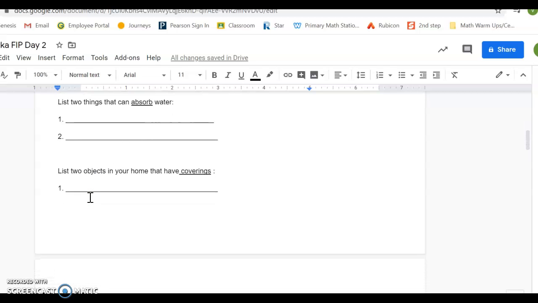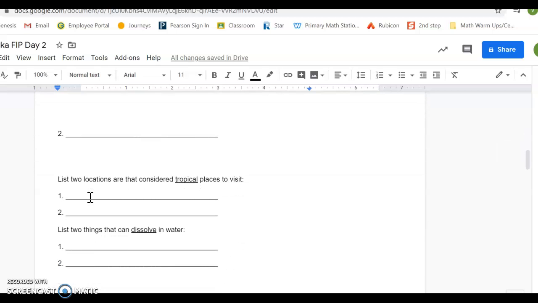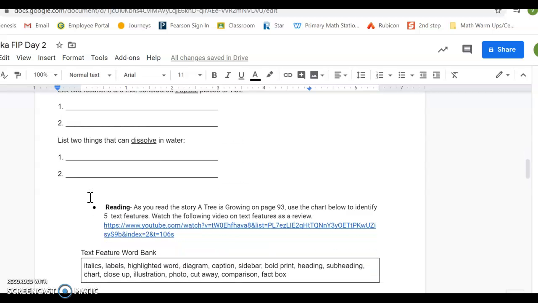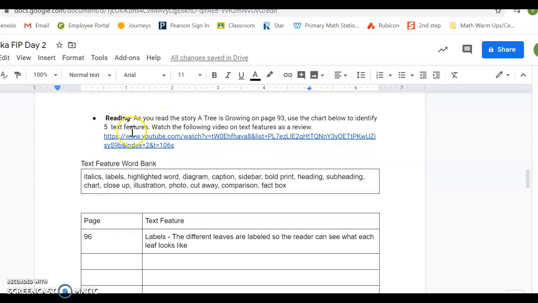List two objects in your home that have coverings. List two locations that are considered tropical places to visit. List two things that can dissolve in water. When you're done doing that, you're going to go into your reading assignment for today. You're going to read the story A Tree is Growing, which starts on page 93.